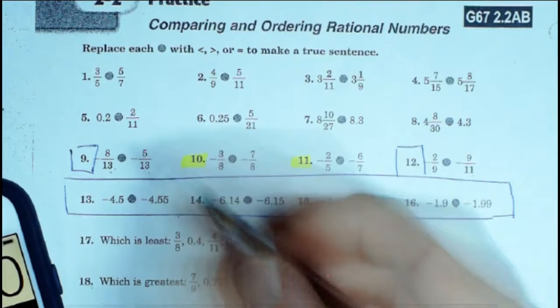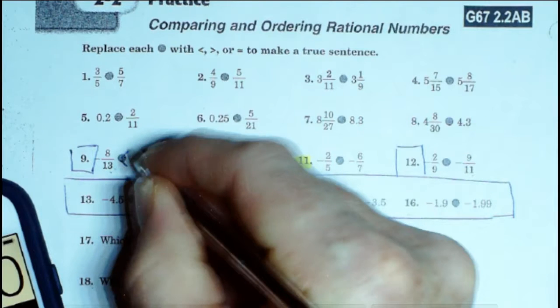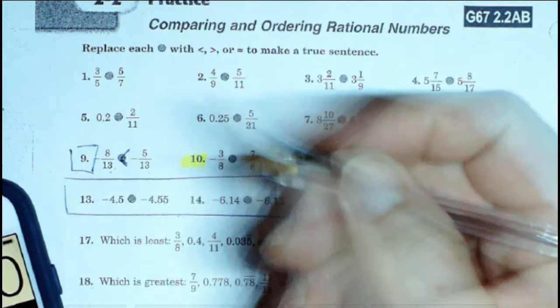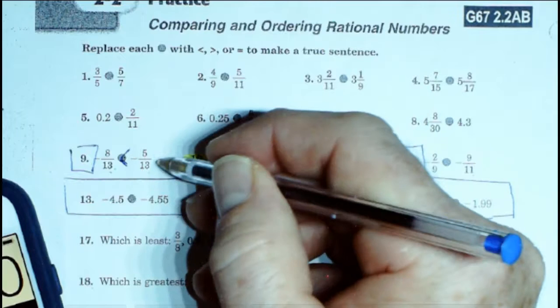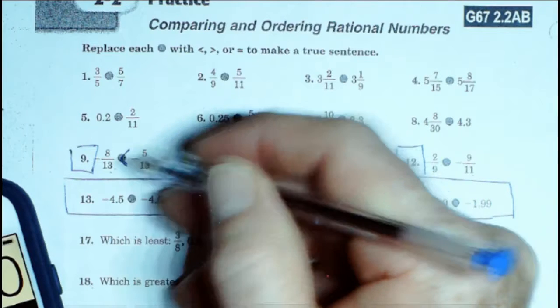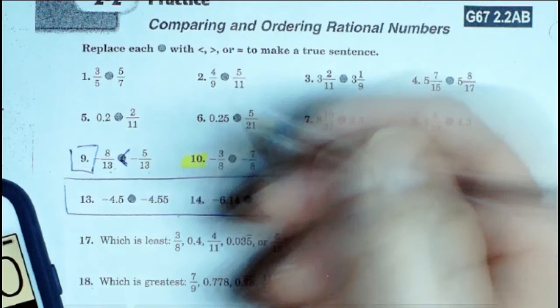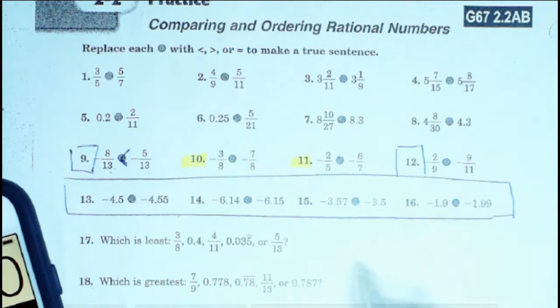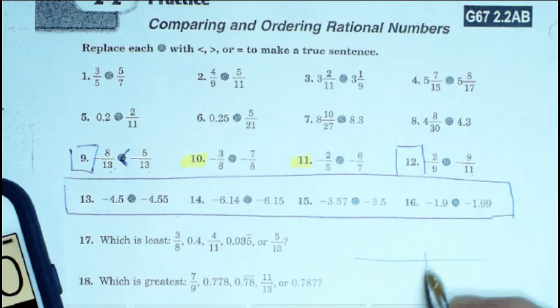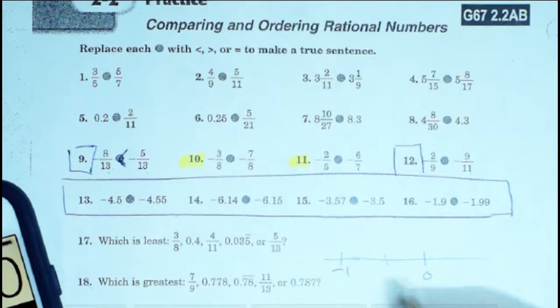Well, this one is actually larger because it's less negative. This one is less than 1/2 negative. This one is more than 1/2 negative. Let me just sketch a number line real quick here. Here's 0 and here's negative 1. Well, this one might be somewhere right here, negative 5/13.